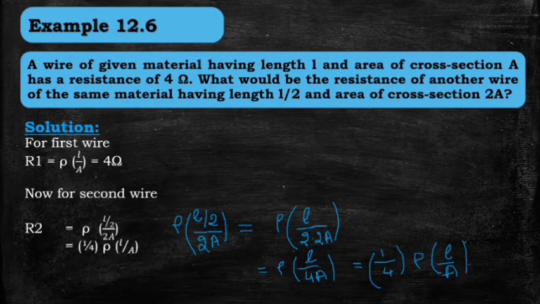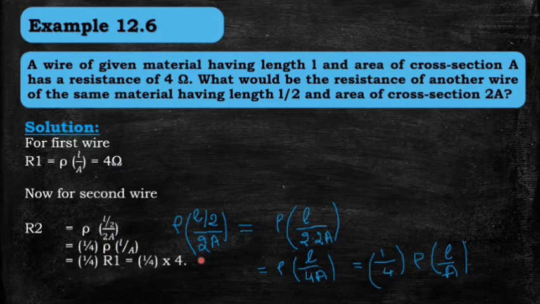This equation, given over here, is 1 by 4 rho into L by A. In the first wire R1, rho into L by A was 4 ohm. Here also we have rho into L by A, and this rho into L by A is given as 4 ohm. We can substitute this rho into L by A as 4 ohm.